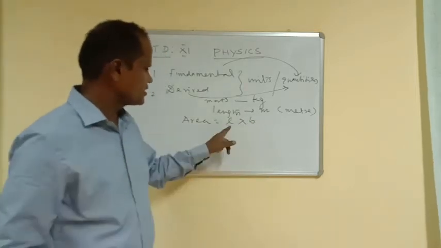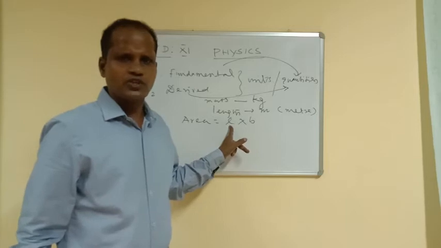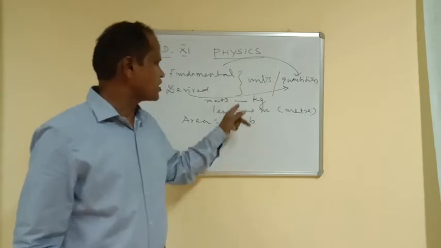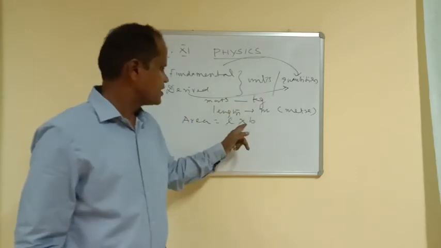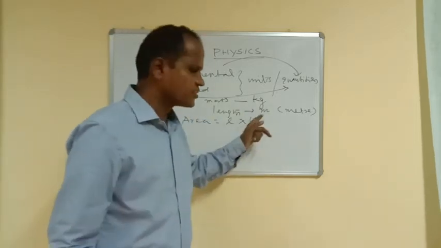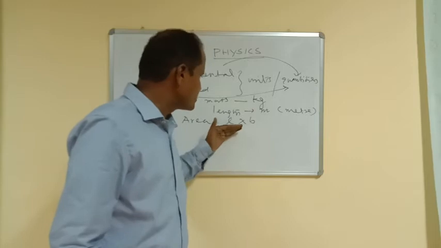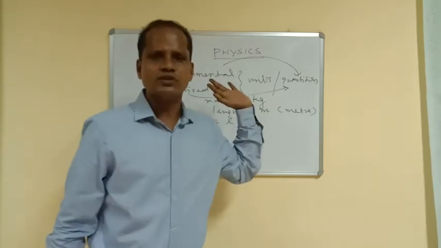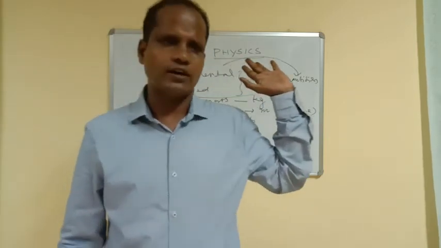Length is a basic quantity, a fundamental quantity. Breadth is also a length. So length and length give you a new derived quantity, that is area.